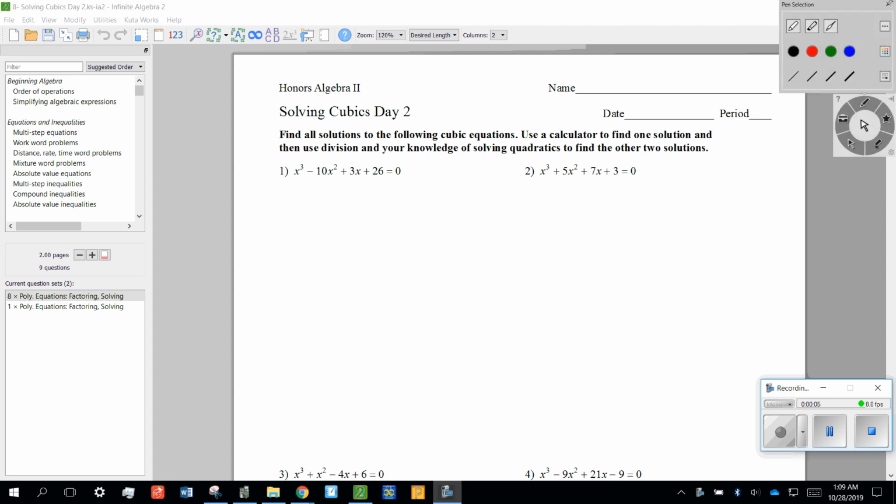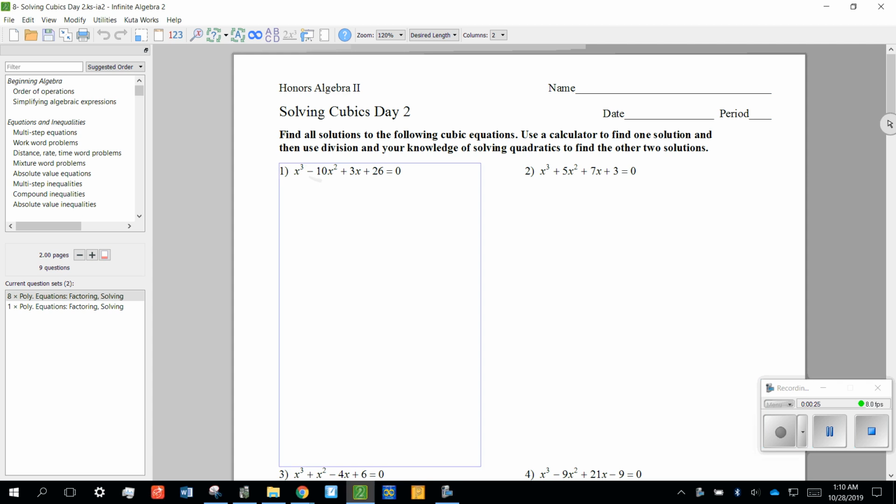Alright, so we want to find all the solutions to number 1, and I guess we'll just do the odds. But we need to find a single solution first. With grouping, if we could do -10 times +3 and get -30, if that last number was -30, we could try grouping. But we can't do that. There's no common x that we could factor out.